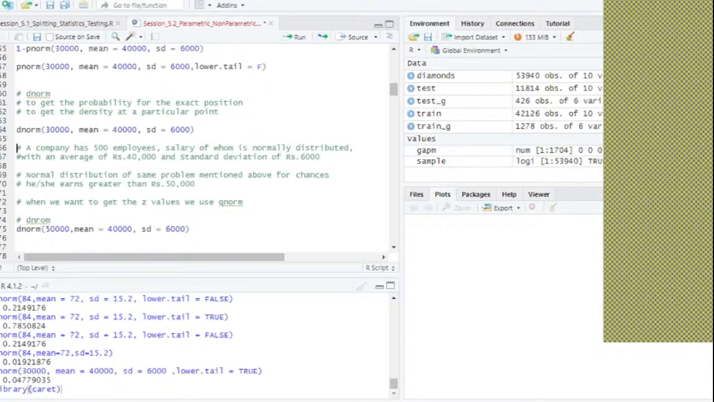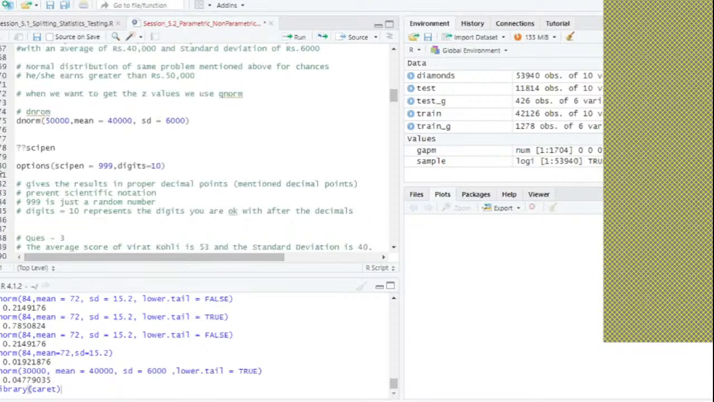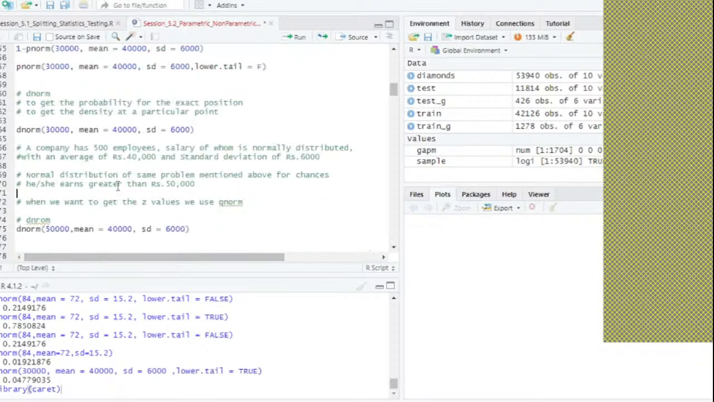A company has 500 employees. The salary is normally distributed. He gets greater than 50,000. You can just try another variation. So this is all about z-test. Okay. Now, try this dnorm. When we want to get the value of z, we use qnorm. We'll do that later. Yeah, dnorm, just try this.